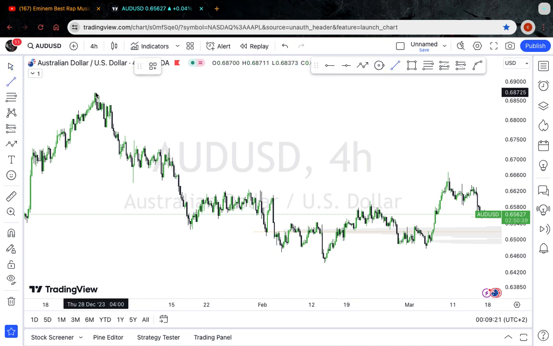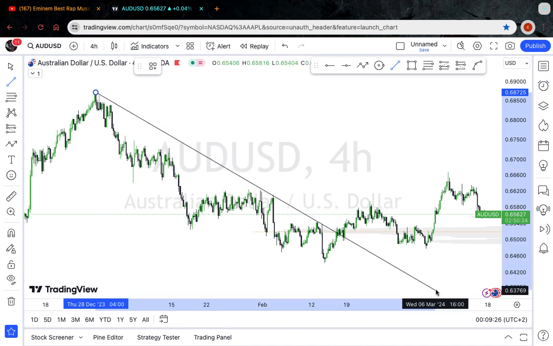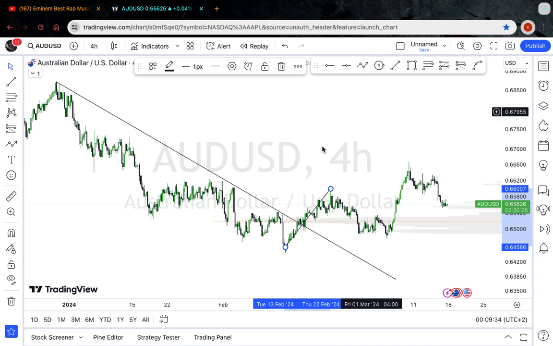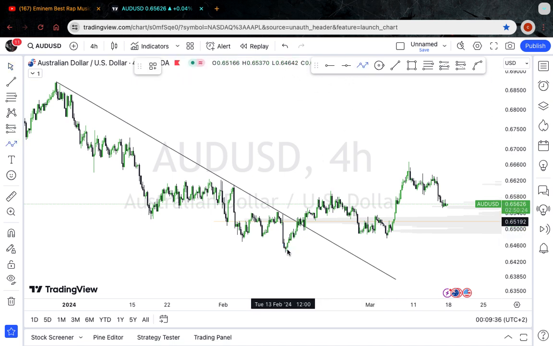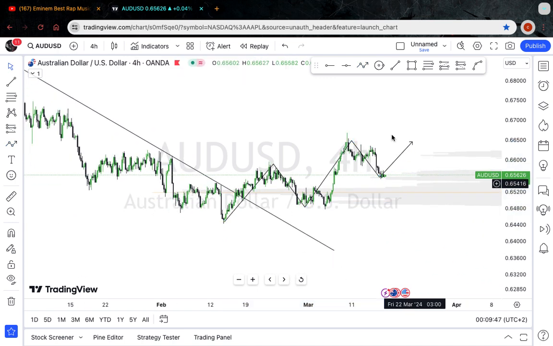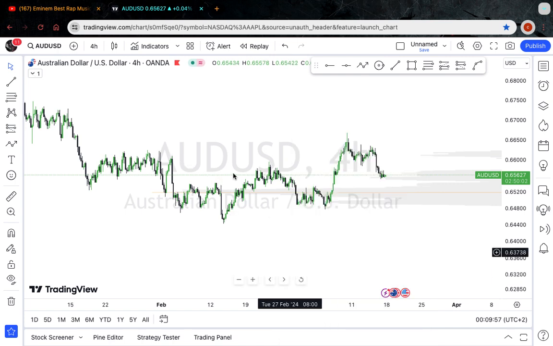AUDUSD was currently in a downtrend, you understand? And then from here, that's where the market broke the trend, and then retested, and continued pushing to the upside, just like that. Since the market is pushing to the upside like this, we are expecting a push to the downside somewhere here, you understand? So let us continue with our analysis.